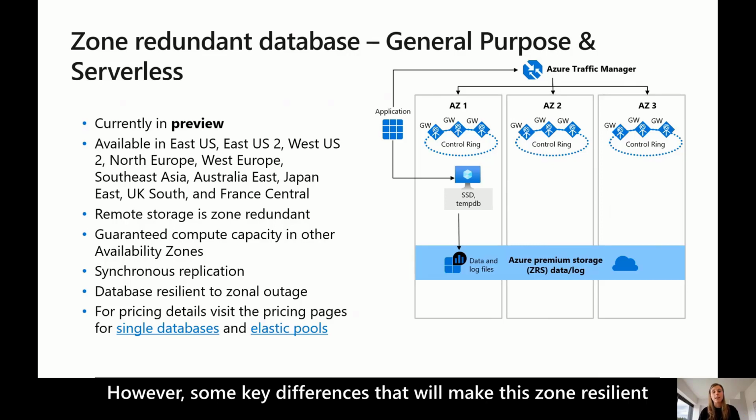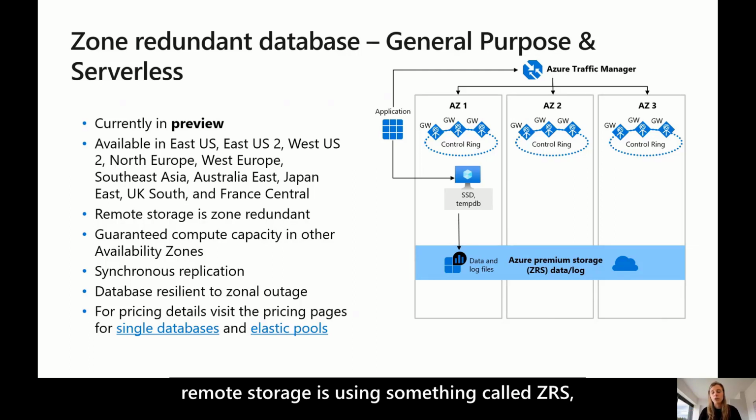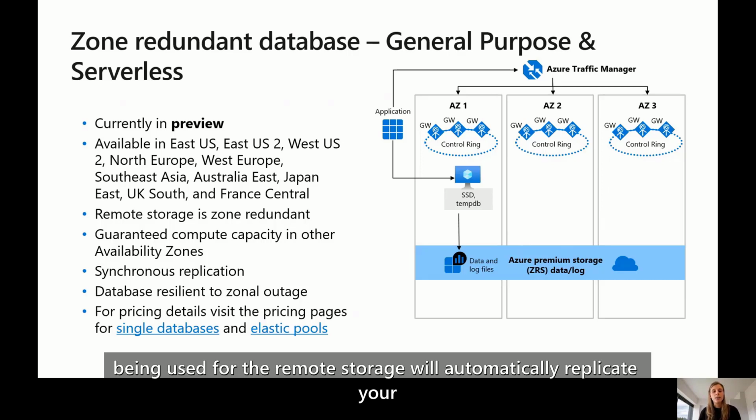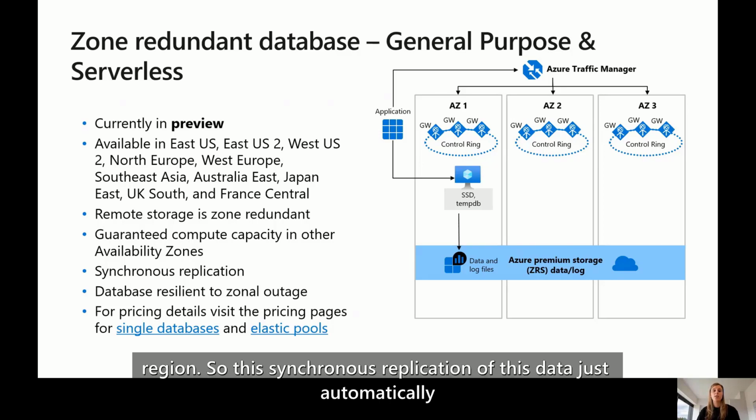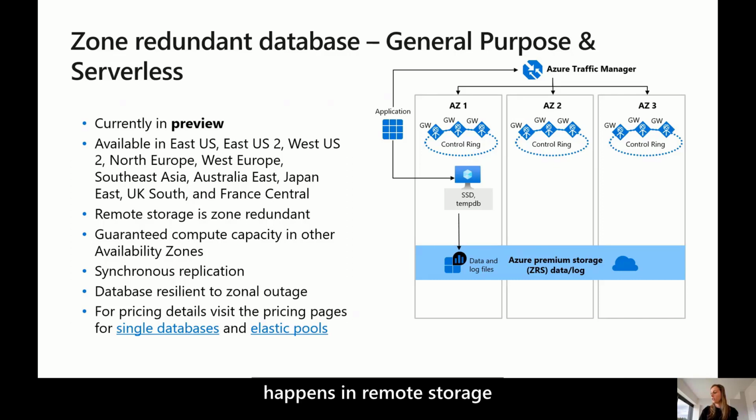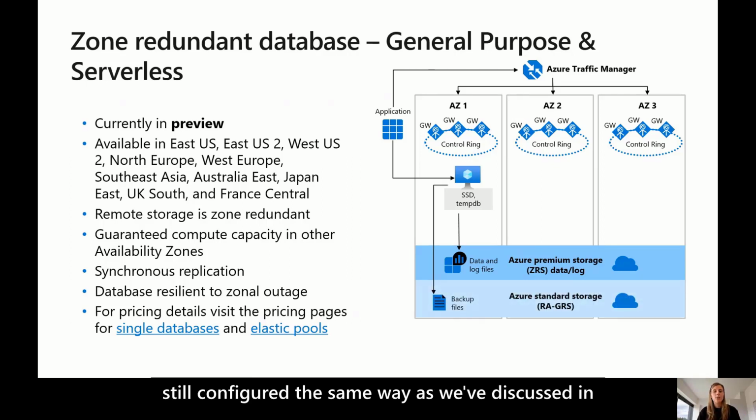However, some key differences that will make this zone resilient in comparison to the local redundant configuration are that the remote storage uses something called ZRS, which is zone redundant storage. So what that means is that Azure storage, which is being used for the remote storage, will automatically replicate your data files across the different availability zones within your Azure region. So this synchronous replication of this data just automatically happens in remote storage. Backups are still configured the same way as we've discussed in the past.